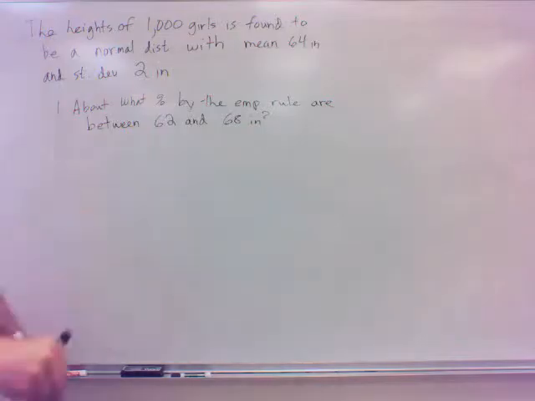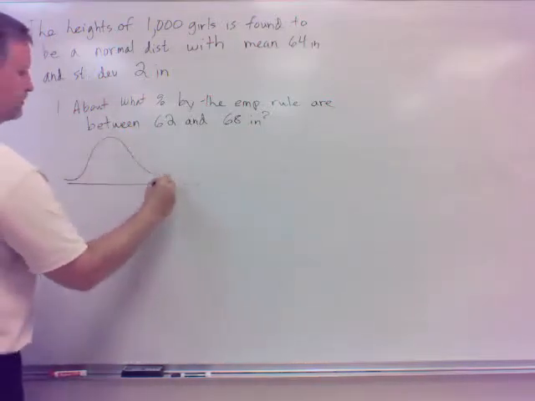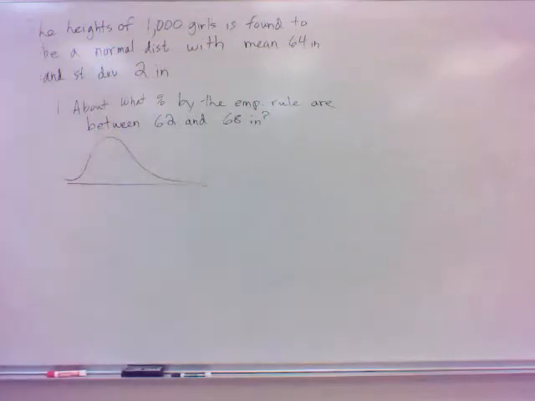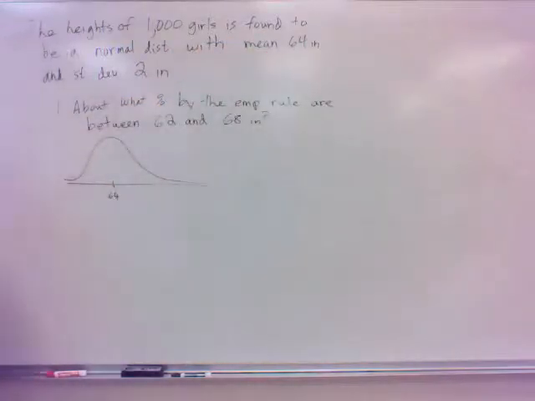I've got a different mean and different standard deviation, so let's draw the picture here. Because I'm using the empirical rule, what goes in the middle? The mean, 64. 62 is below the mean, so I'm going to put 62 over on the left.